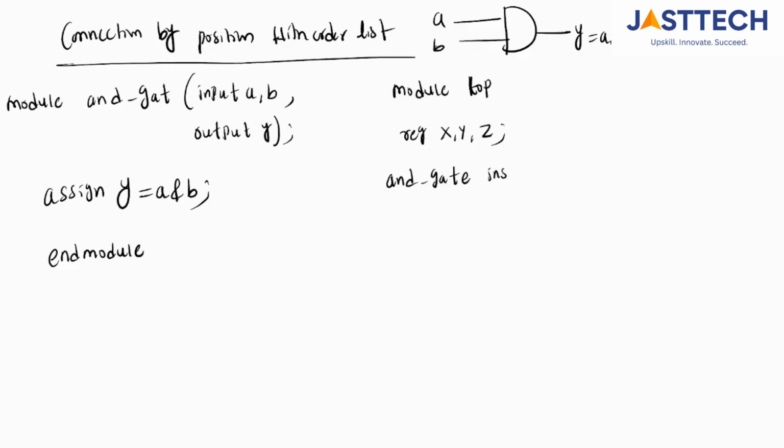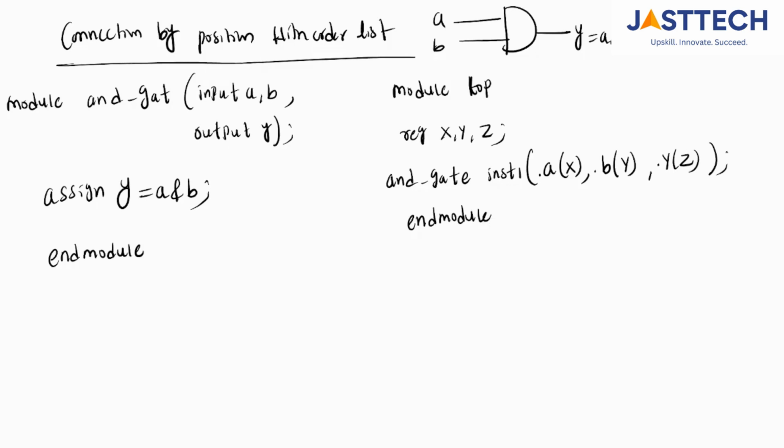The instance name is optional only. Whatever you want, you can keep: DUT, UUT, inst1. Design variables will come outside the bracket and test bench variables will come inside the bracket. So dot A(x), dot B(y), and dot Y(z). So this is nothing but connection by name. End module. Okay, this is my connection by name.